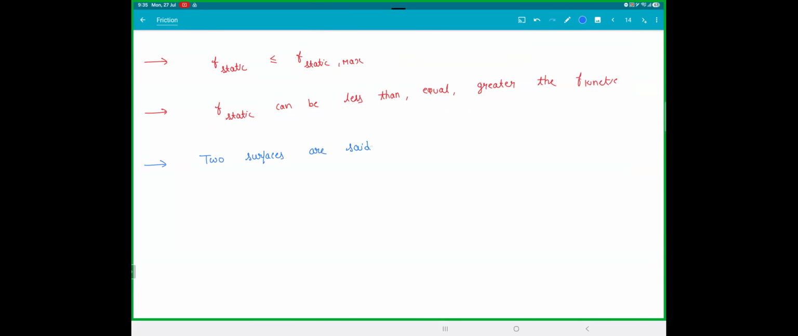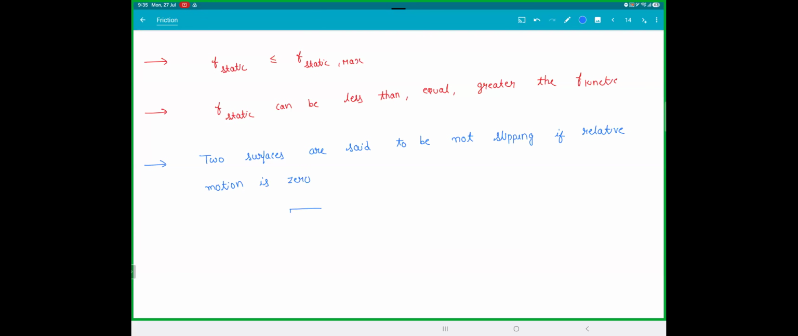People think not slipping means not moving. No. Two surfaces are said to be not slipping if relative motion is 0. They can go, they should not have any relative motion.